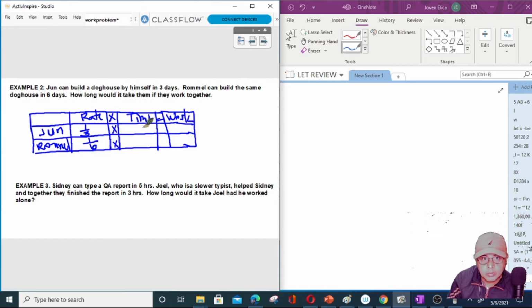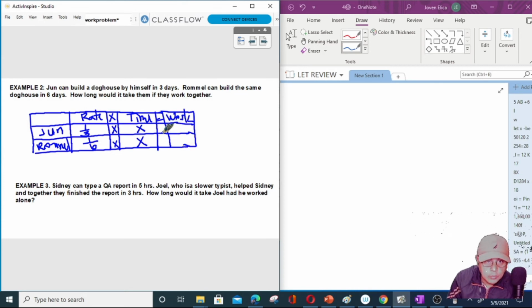Multiplied by what is the time? They said, how long would it take them if they work together? If they work together, they have the same given time. Let the time be x. Okay? This is the variable x.